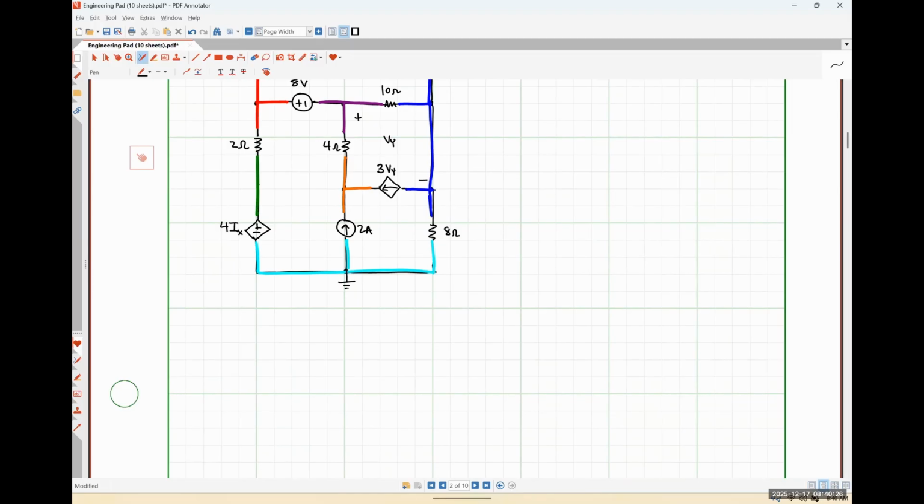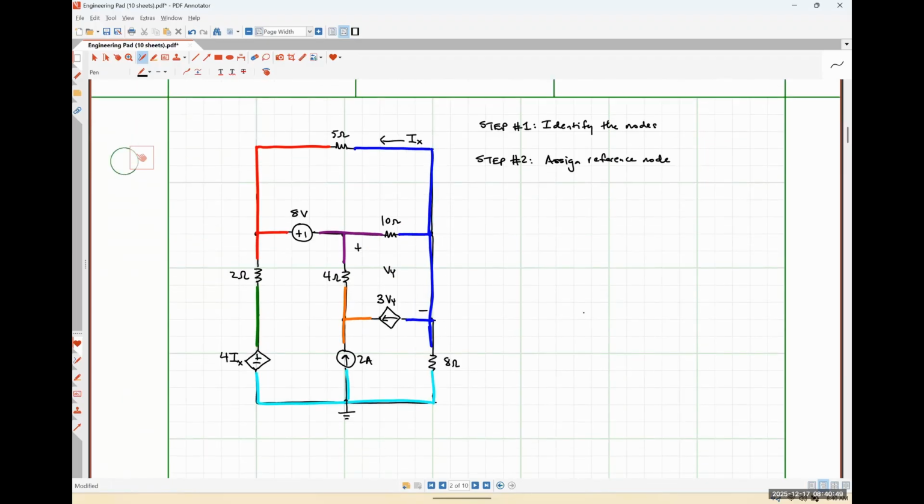For what it's worth, you can put your reference node literally anywhere. I'm just trying to give you guys some hints as to what better choices might be that will make your math slightly easier. But technically, you can choose wherever you want it. If you just always want to put it on the bottom and let the chips fall where they may, that's your choice. It can be done. Okay. All right. So we've assigned our reference node. So now we're going to go to step 3, which is to assign our nodal voltages.